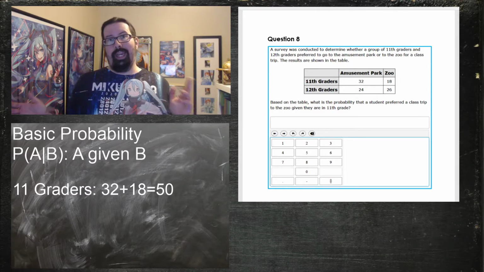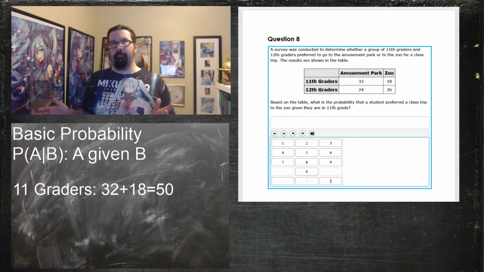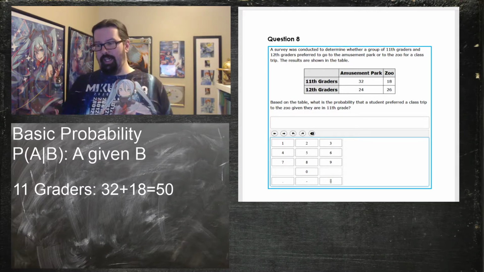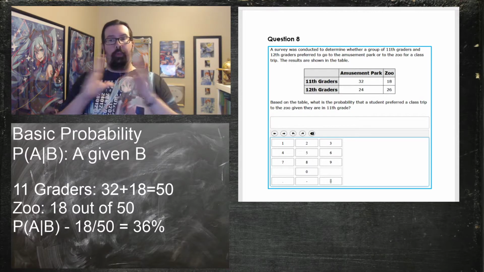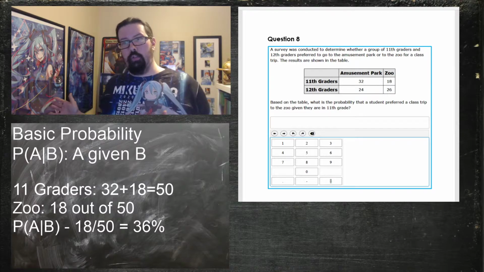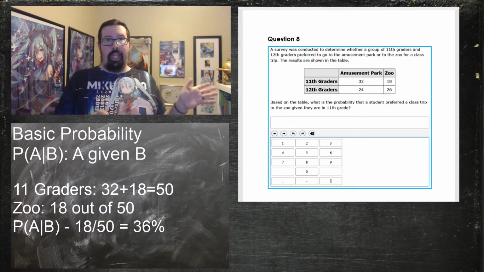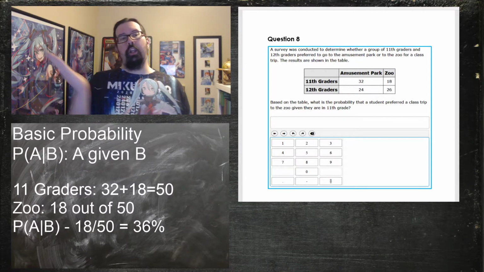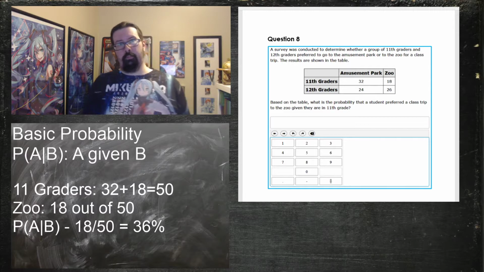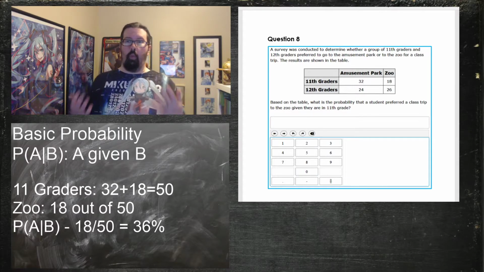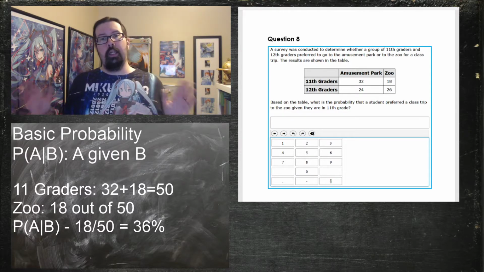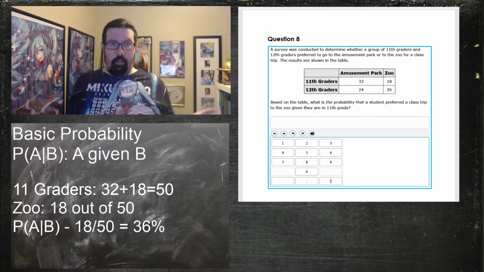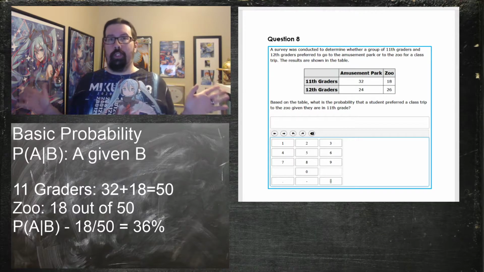So how do we find out what the percentage is? Well, use your brains for a second, and we'll get right there. So 18 out of the 50 want to go to the zoo. We literally divide 18 divided by 50, and that gives us 36% of our 11th graders want to do that. So now we need to put in our answer. All right, so we have 36% or 0.36.